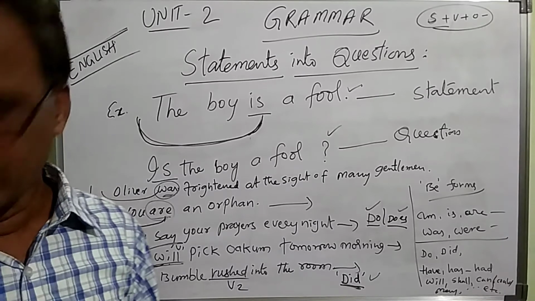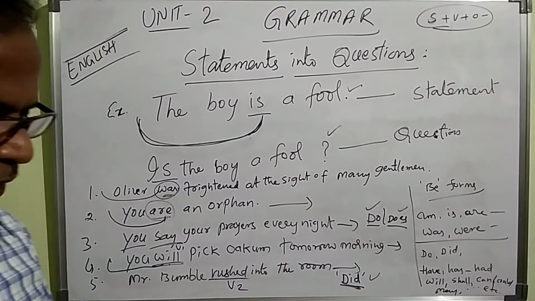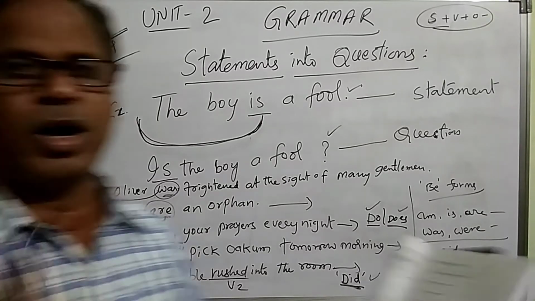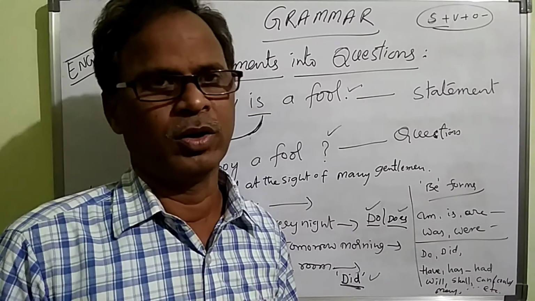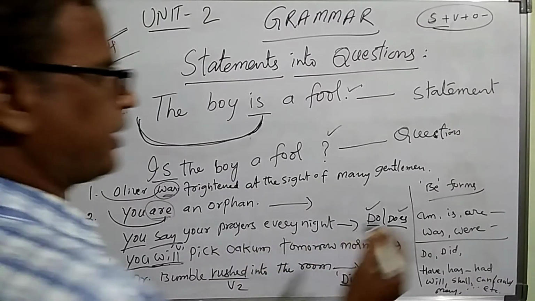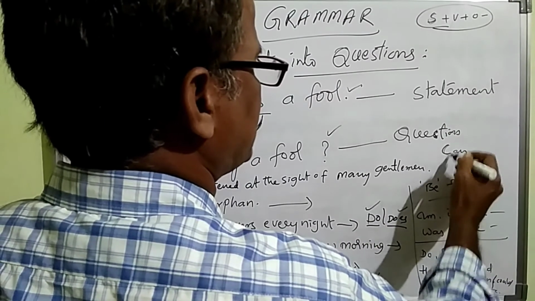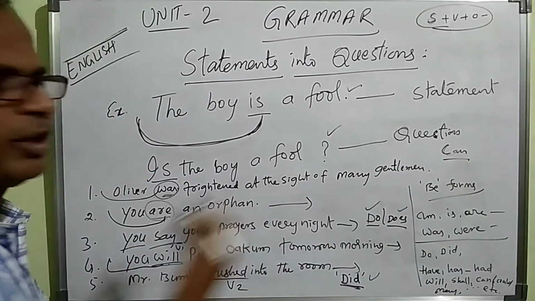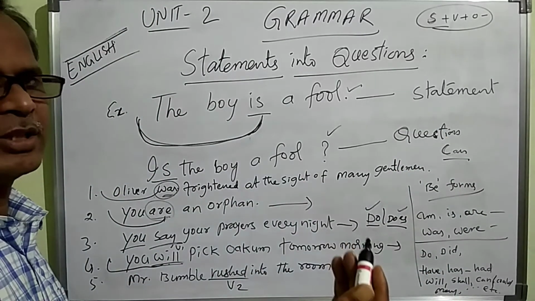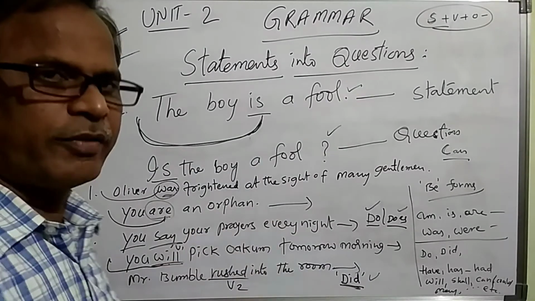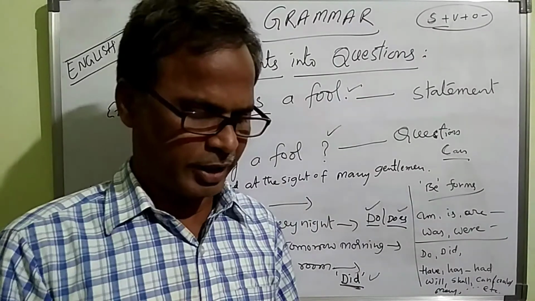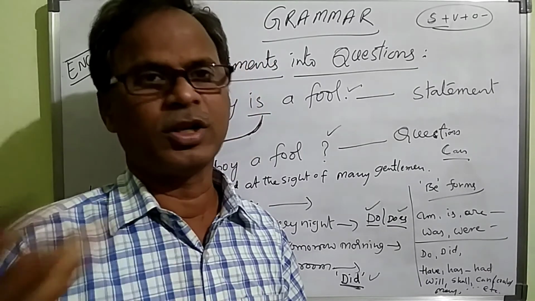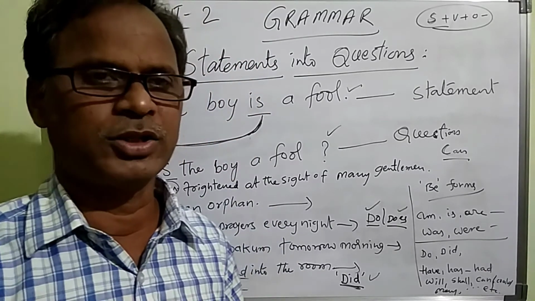In your textbook, two more are given to you. The sixth one, you can see: they can devour the big ball. So can is used in the sentence. You can take that helping verb can to the beginning of the statement, then it becomes a yes or no answer question. So how can we write this? Can they devour the big ball? Then it becomes a yes or no answer question.